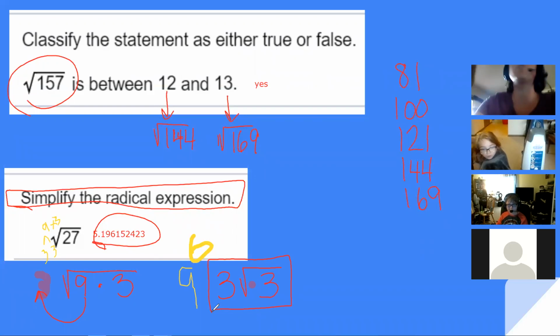Good question. You don't need to have the dot in there. Not wrong if you have it, but you don't need it. Great work.